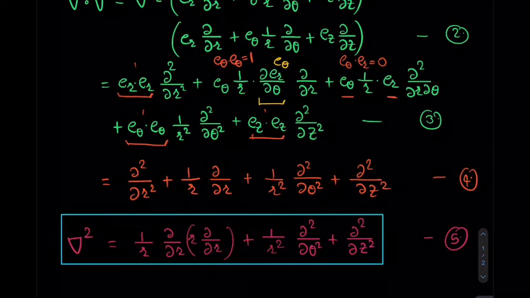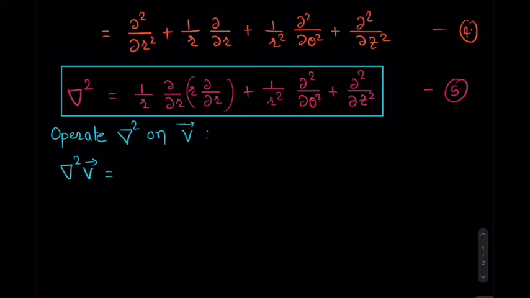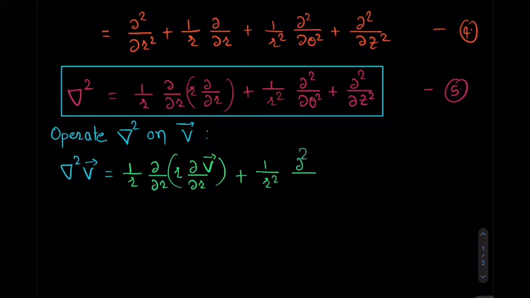We are going to deduce all the entities term by term. Okay, so let us do that. Operate del squared on V bar. So del squared V bar is equal to 1 over R, the same term, partial over partial R of R times partial over partial R operating on V bar, plus the second term operating on V bar, the second derivative with respect to theta, plus the third term with respect to Z operating on V bar.